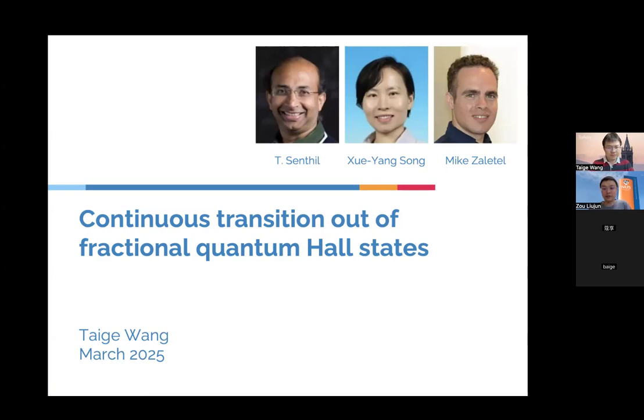Taige is currently a PhD student who is about to finish his PhD study this summer and then become a postdoc at Harvard. During his PhD study, he has done many interesting works. I think one distinctive feature of his research is to apply the numerical approach to address many problems that are conceptually interesting and experimentally relevant. In particular, Taige has done a lot of work on moiré materials. I think the talk today is either directly or indirectly related to that.